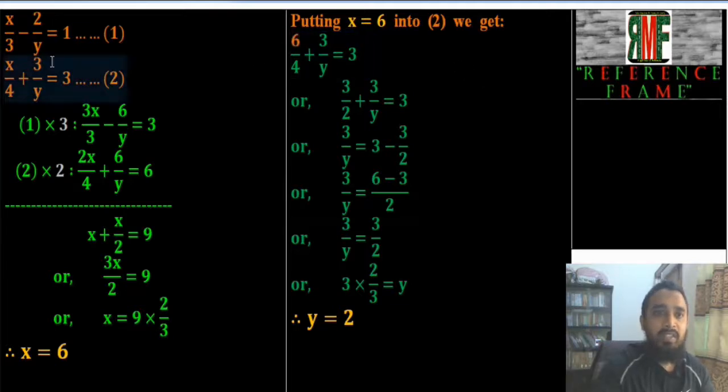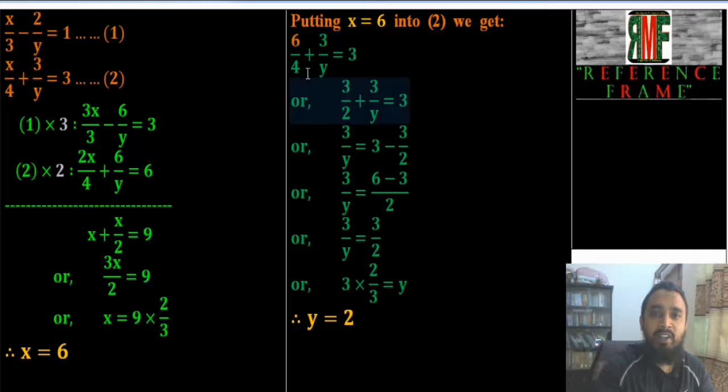So 6/4 plus 3/y, that you can see on the left side, equals 3. Now all I need to do is the calculation. If we cut both numerator and denominator by 2, 6 cut by 2 gives 3, and 4 cut by 2 gives 2, so 3/2 plus 3/y equals 3.